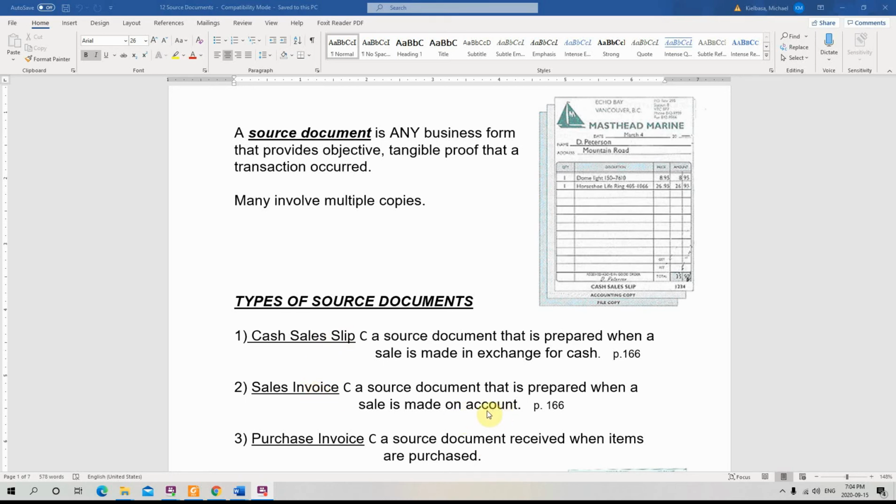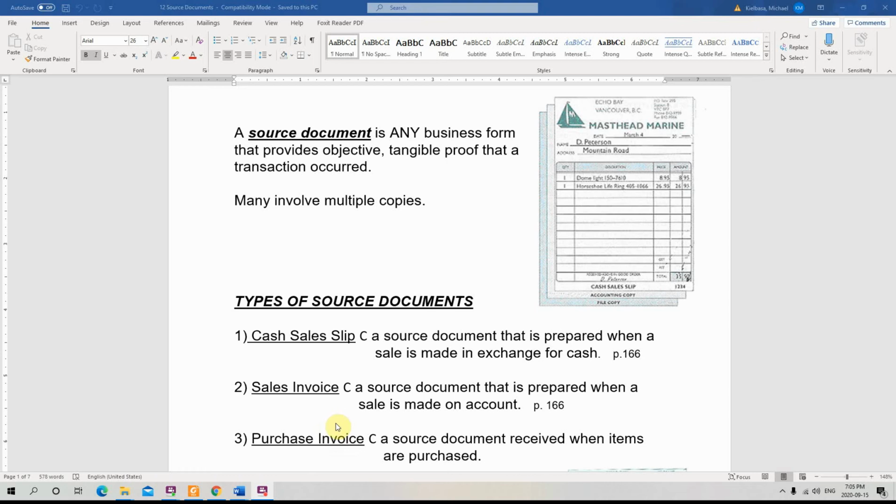All right. Now, there's also a purchase invoice, and a purchase invoice is a source document that's received when items are purchased. Now, it could be on account or it could be for cash. Now, usually there's a little box on it, okay, that indicates if cash was paid or if it was on account. Now, what you have to remember is the sales invoice and the purchase invoice are the exact same piece of paper. They look exactly the same, and I'll explain why.